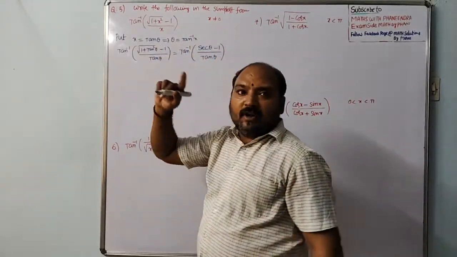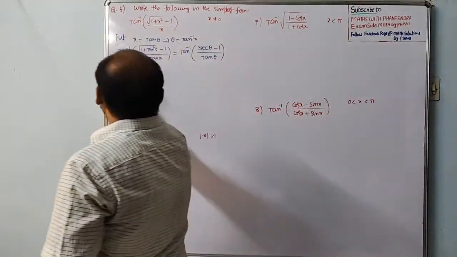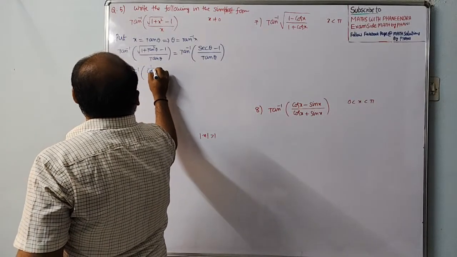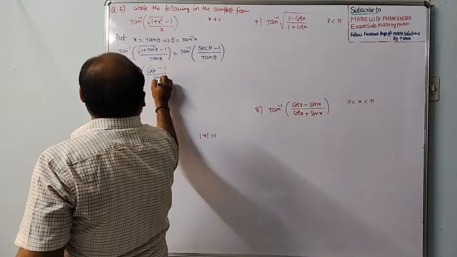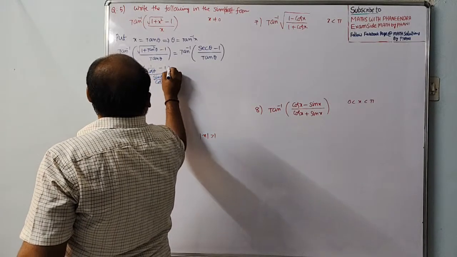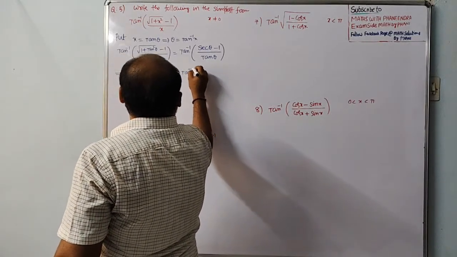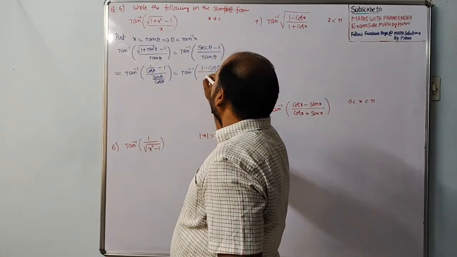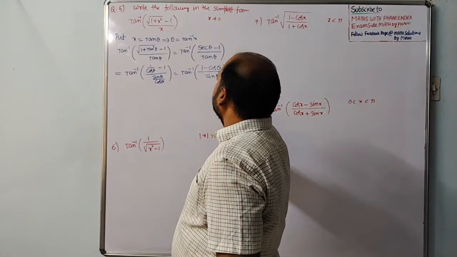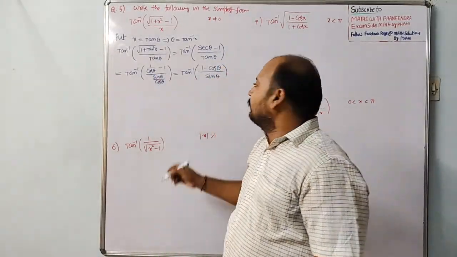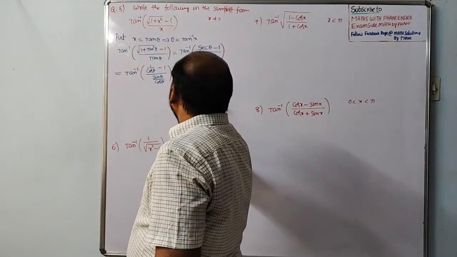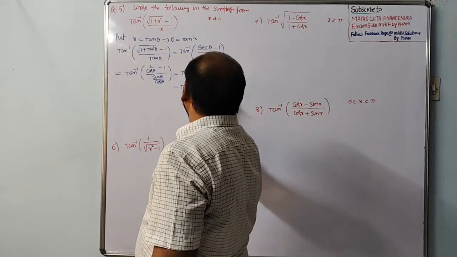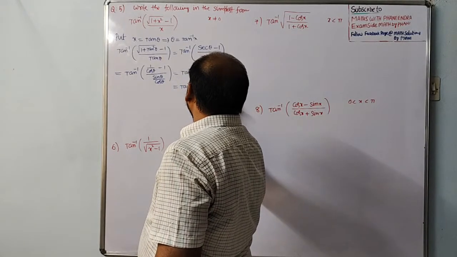So, secant theta we can write as 1 by cos theta only. So, that is equal to tan inverse of 1 by cos theta minus 1 divided by sin theta by cos theta. So, tan inverse of, take LCM and simplify. 1 minus cos theta by sin theta. Why? Because cos theta gets cancelled. So, tan inverse of 1 minus cos theta is 2 sin square theta by 2, and here 2 sin theta by 2 cos theta by 2.